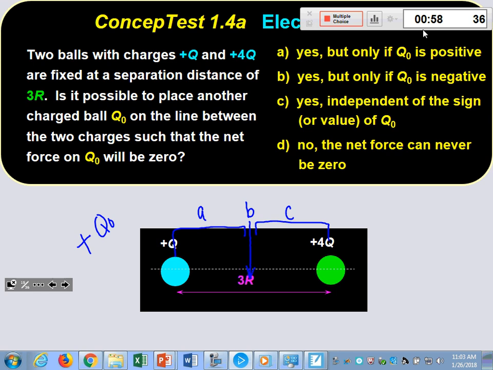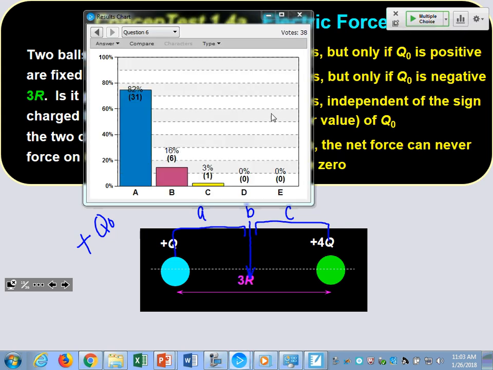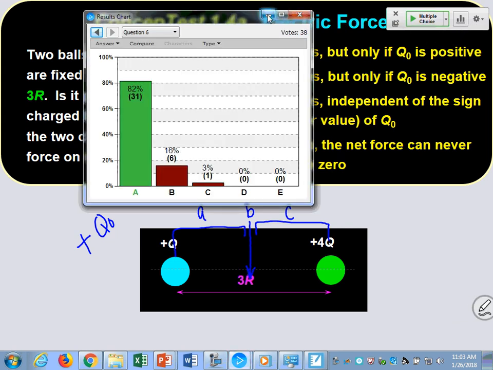All right, let's stop at 105. 105. Okay, good. A is right.